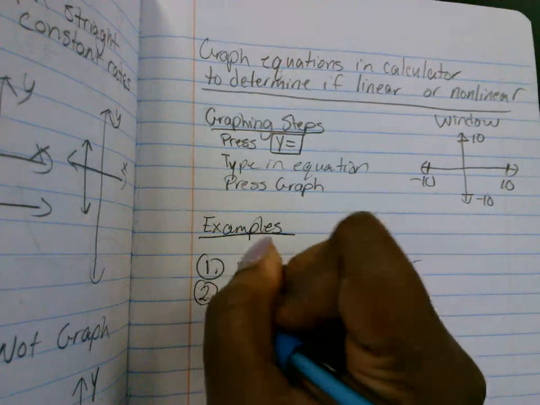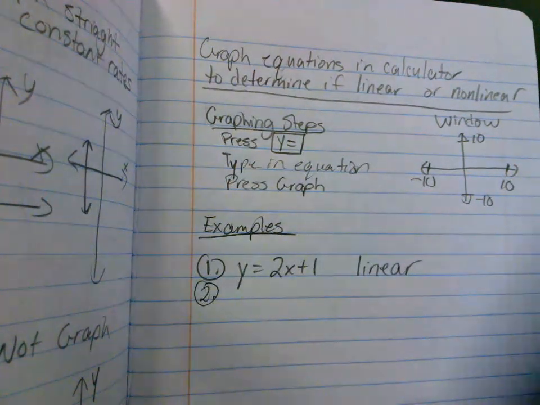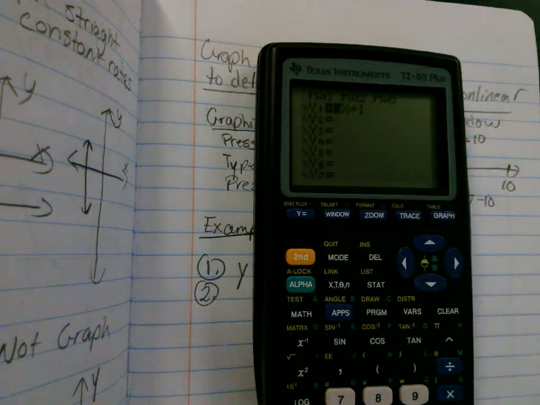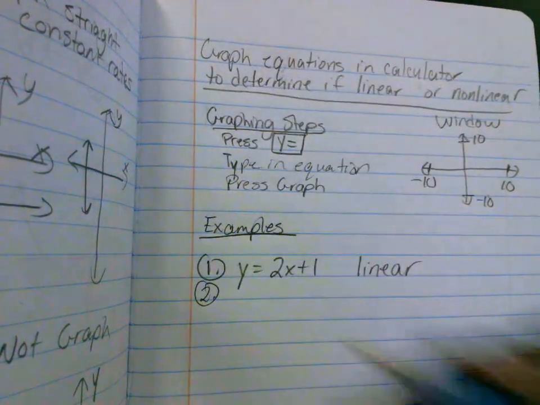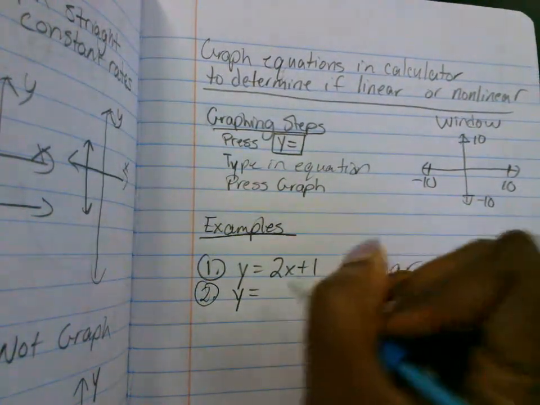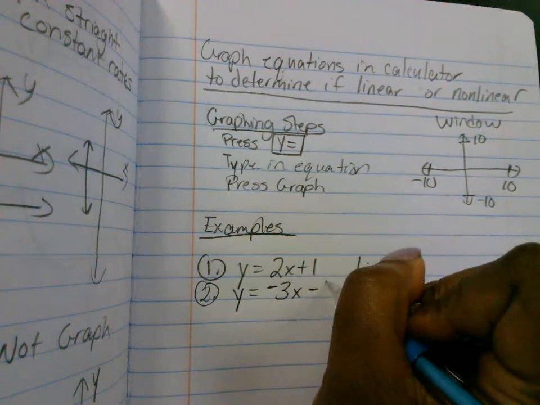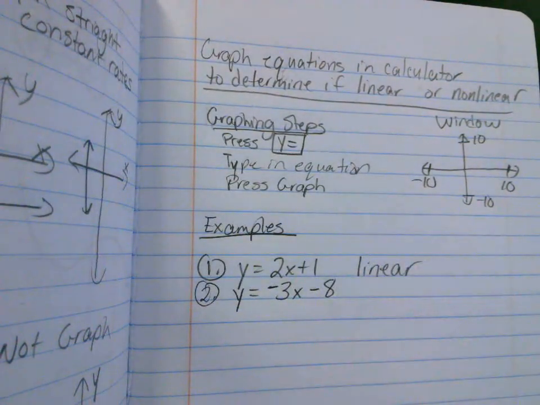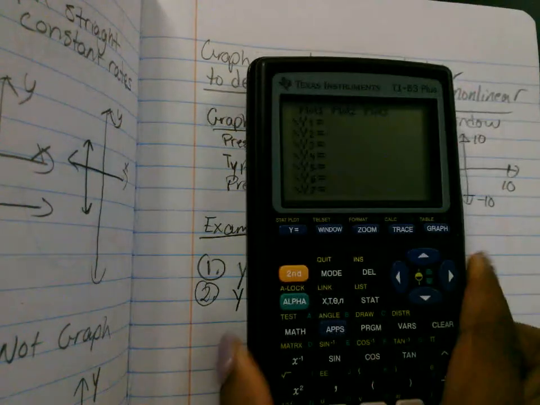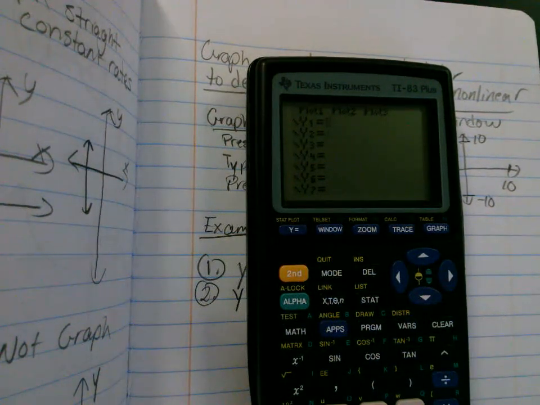Let's do number 2. Let's type in y. Let's clear this out. Y is equal to, write this down. This time, let's do negative 3x minus 8. Let's type this in. Go to y equals. Clear whatever's there, just clear it.